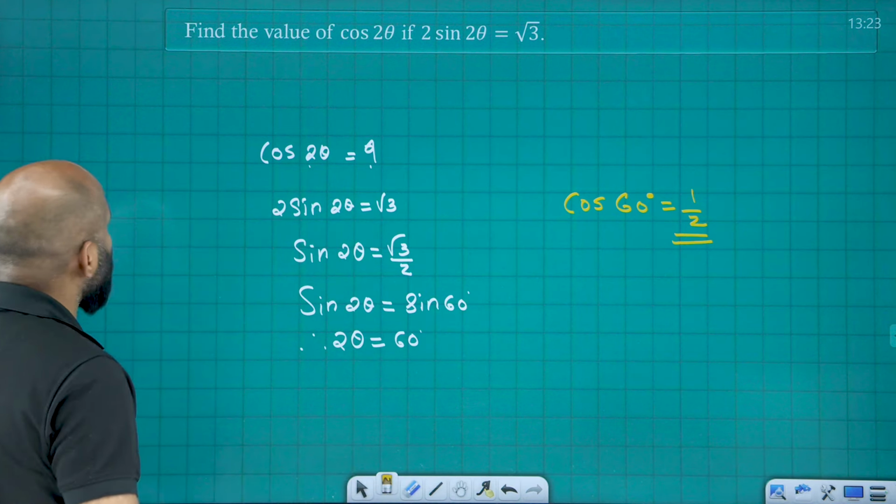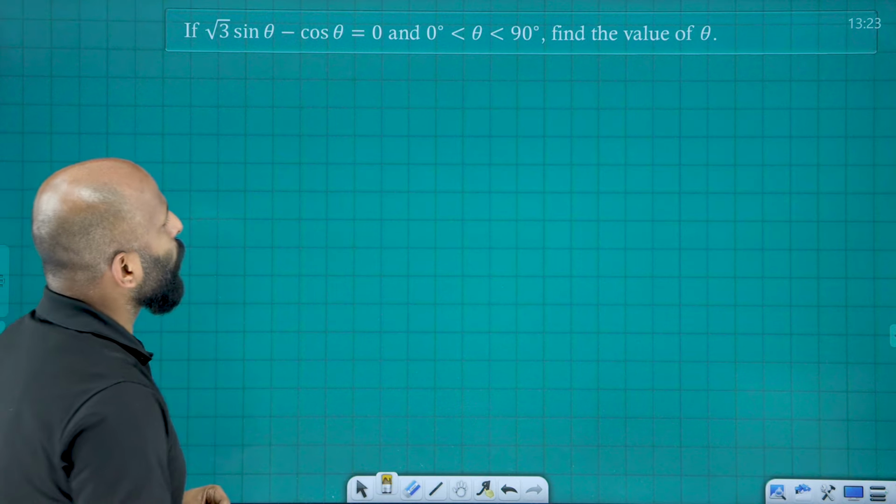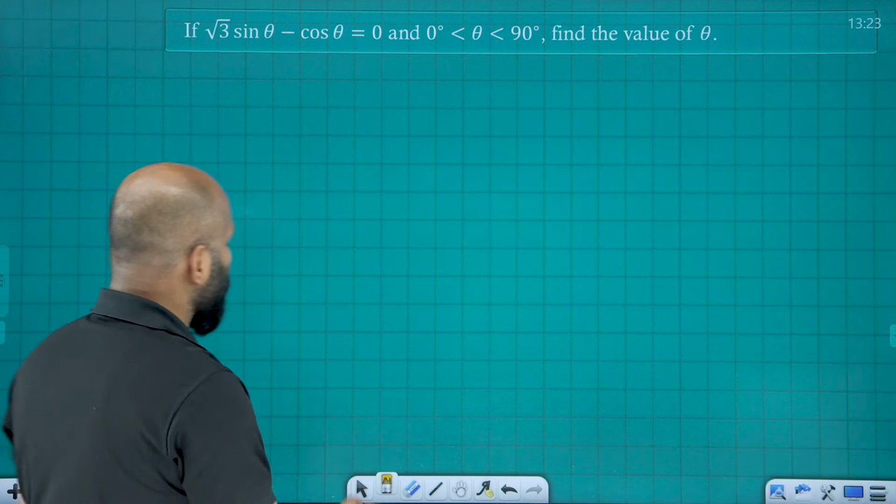Now we can move to the third question. What is the third question? Root 3 sin theta minus cos theta is equal to 0. Then find the value of theta.